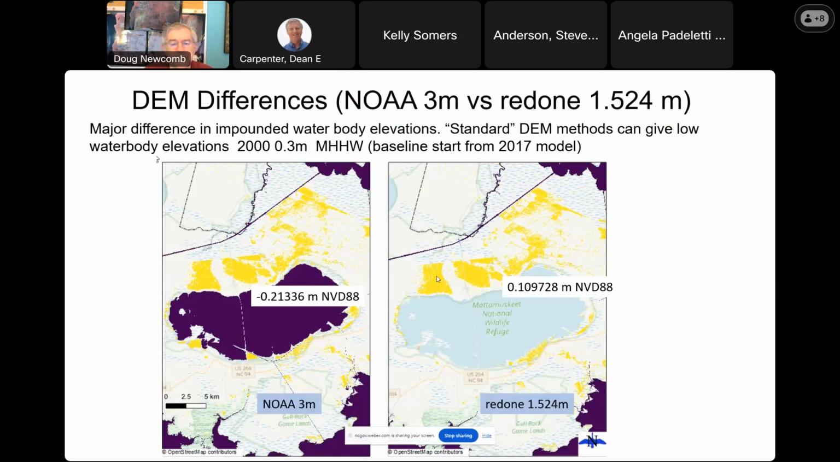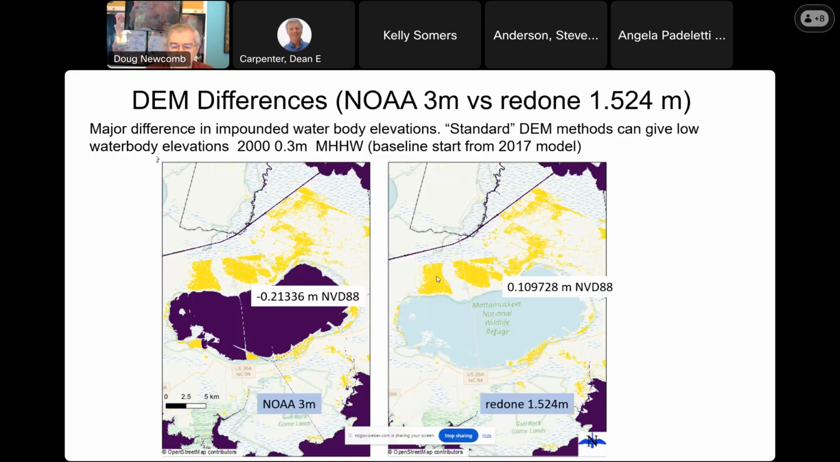The original DEM, the NOAA DEM, was based off of the 2014 DEM. And I don't know why, but I do know that for Lake Mattamuskeet, the actual elevation of Lake Mattamuskeet in the DEM was about a foot lower than what the gauge height said. And so I have worked out a way to calculate an accurate sea level rise.